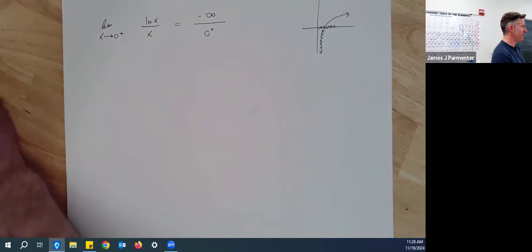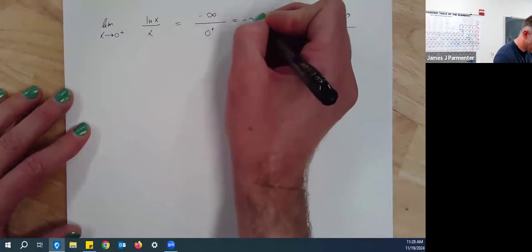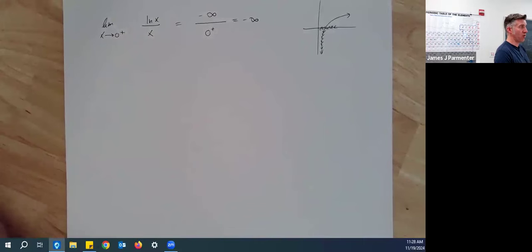Giant, right? Giant number divided by extra small number is even more giant. So this is going to be a negatively giant number. No need, or actually no ability, to use L'Hopital's rule here. If you use L'Hopital's rule, I think the answer is going to come out wrong. Right? In fact, let me just show you.